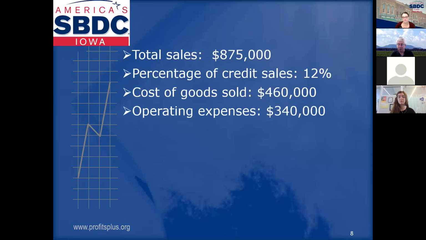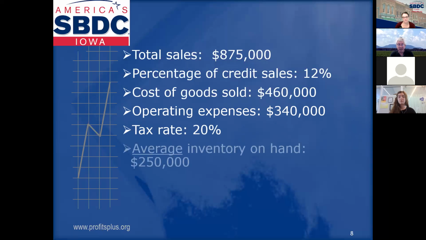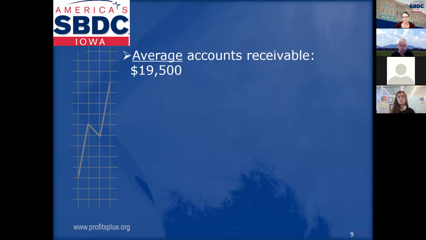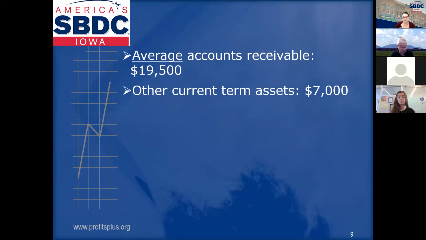Let's look at the operating expenses. $340,000 for this same time period. The tax rate, I just plugged in a number of 20%. And the average inventory on hand was $250,000. The average accounts receivable was $19,500. There was $7,000 sitting in the checking account.